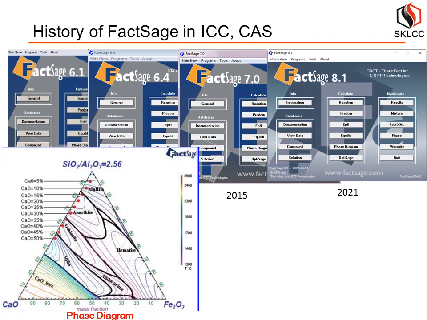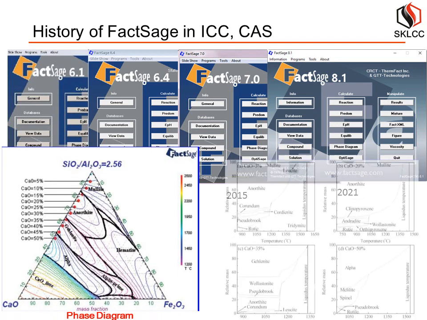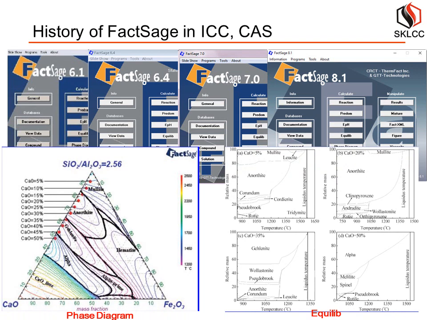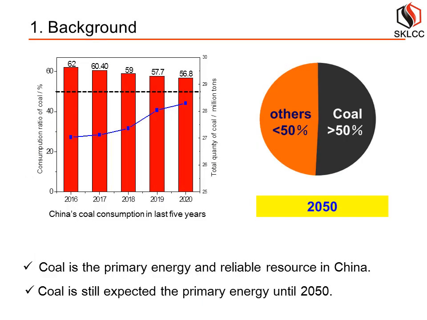The most frequently used in our work are phase diagram and equilibrium. In our work, we want to use phase diagram to know the primary phase of coal-S at temperature and the mineral composition and the liquid's temperature of coal-S. Let's see the background of our work.